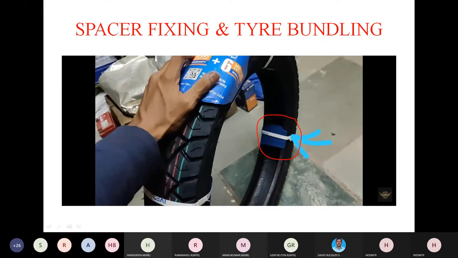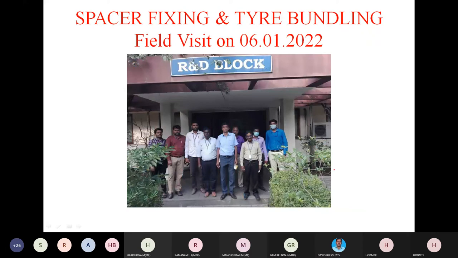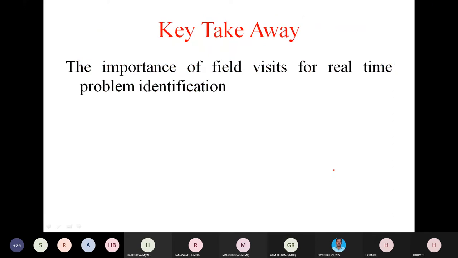And to take the pilot study, again, a group of faculty members from mechanical, electronics, electrical, mechatronics, along with the prototype members and the two student members from the department of ECE, we visited the TVS industry again on January 6th. And we are brainstorming with the group members to provide the final solution to the industry for the particular problem of spacer fixing as well as tire bundling. Okay. So that's the end of the session on this discussion of exposure and the field visit for problem identification.